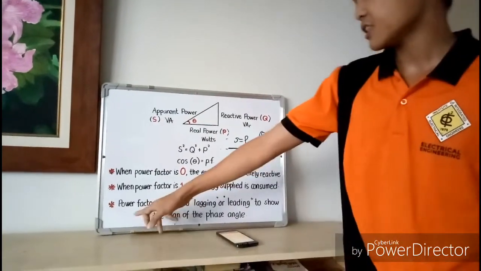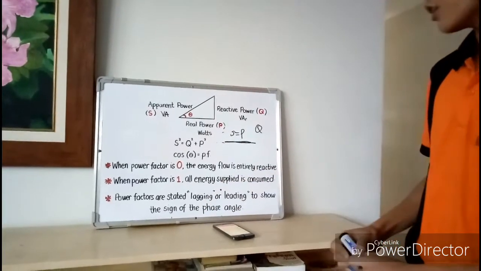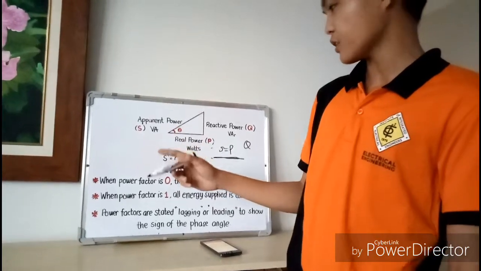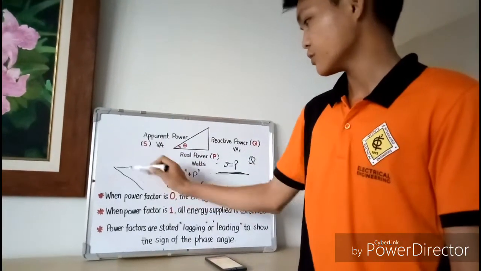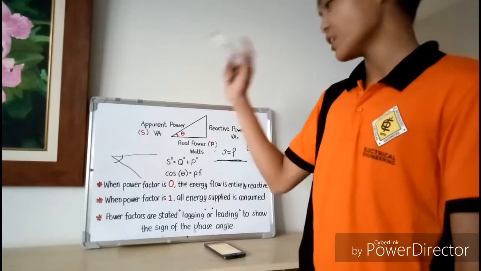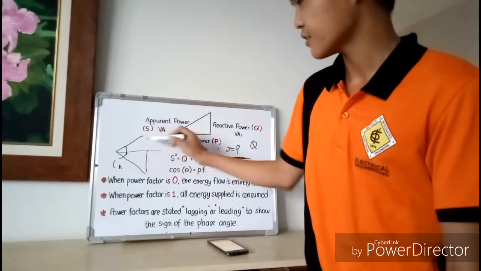And the last is that power factors are stated as lagging or leading to show the sign of the phase angle. So if you are given a 0.8 power factor lagging, here our arccosine of 0.8 gives the angle, and it's lagging or leading.